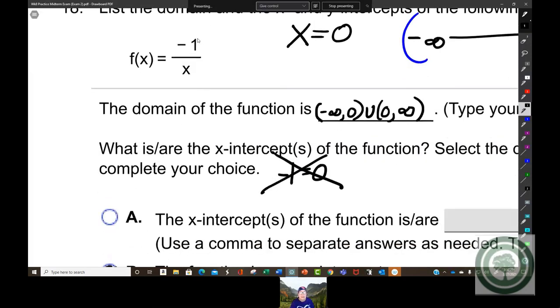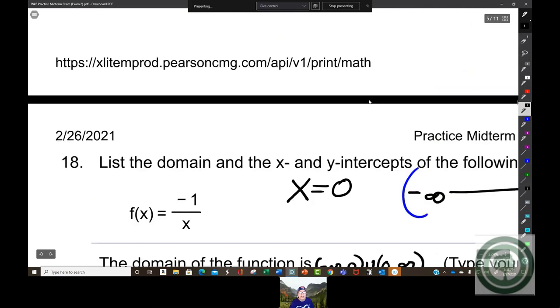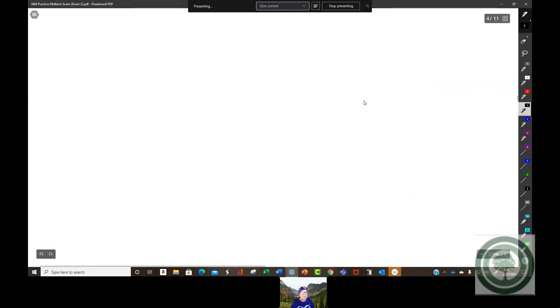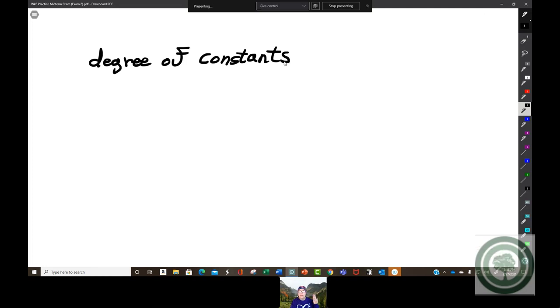Okay. The degree of constants. I guarantee almost everybody has that question in their mind, and they're going to go out on the internet and look for it because they don't want to admit they don't know it. So it's good that you asked. Degree of constants is 0. And there's a reason for that, but just memorize it. The degree of a number without a letter is 0.